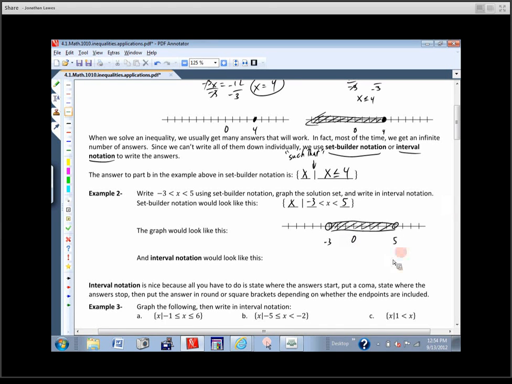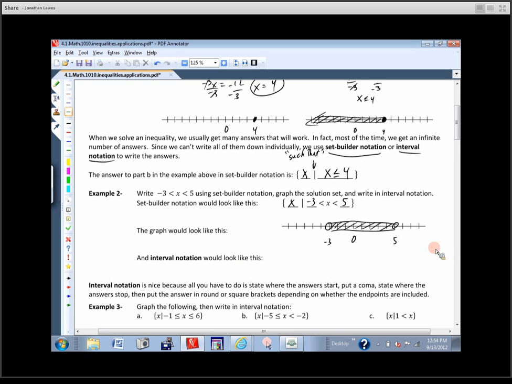Okay, and then interval notation. Again, most of the time we're going to be using interval notation. Once you get past Math 1010, you use it almost exclusively. I mean, they're both useful, but interval notation is really nice because all you have to do is start from the left, go to the right.